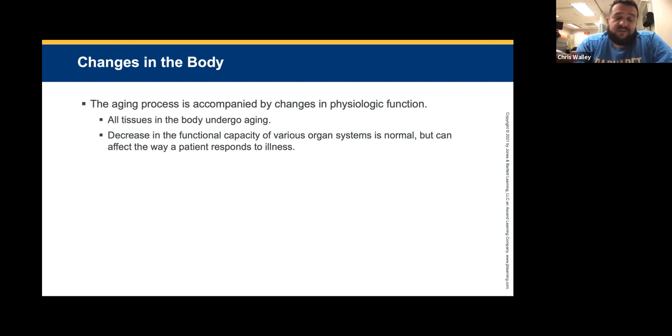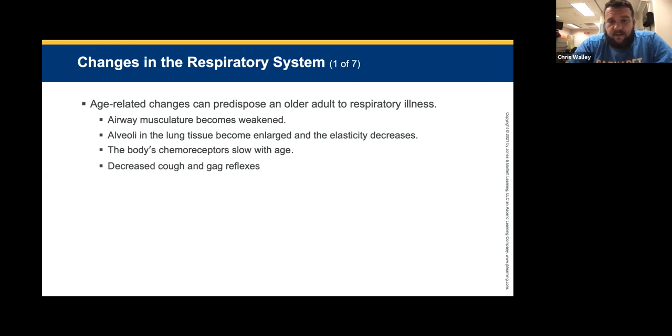Kidneys, you may not be able to pee as much, or you may not be able to hold it as long. That's why they've got to go to the bathroom all the time. Some of the age-related changes can predispose elderly patients to respiratory illness. You'll have weakness of the airway muscles, and it can cause decreased breathing capabilities. The alveoli can become enlarged and elasticity decreases, making it harder to expel the air. Chemoreceptors slow with age, causing the body to respond more slowly to hypoxia. They're not going to be able to recover from that and get back up to it.